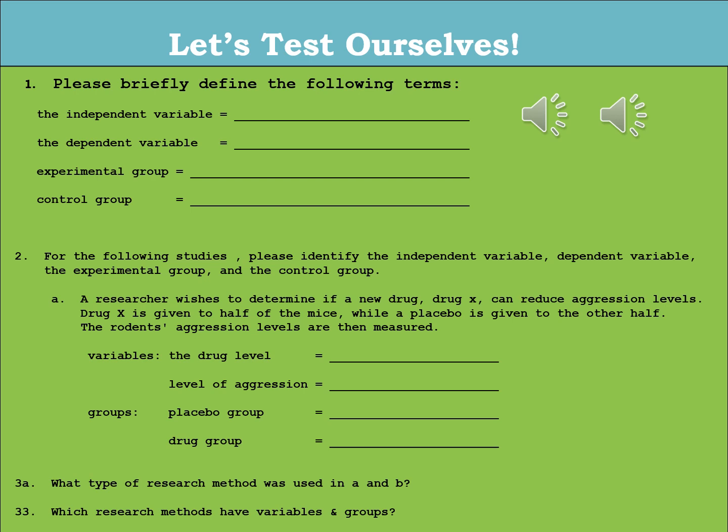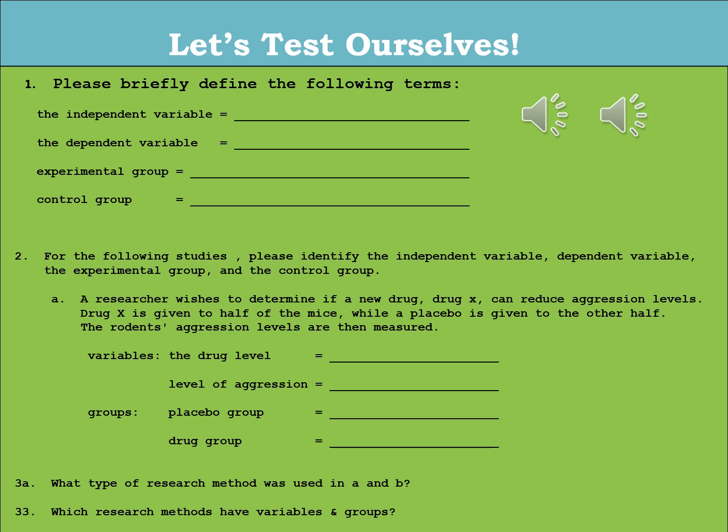Control group, the ones that do not get the treatment. For 2, the variables, the drug level is the independent variable. Level of aggression is a dependent variable. As a mnemonic, think of the dependent variable as being the outcome. So the level of aggression is the outcome that depends on everything that goes on in the experiment. So the level of aggression is the dependent variable. Groups, well, placebo group would be the control group. The drug group would be the experimental group.